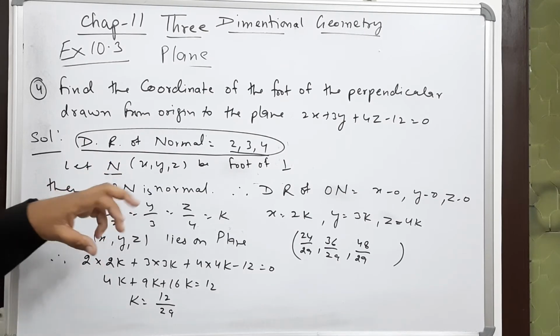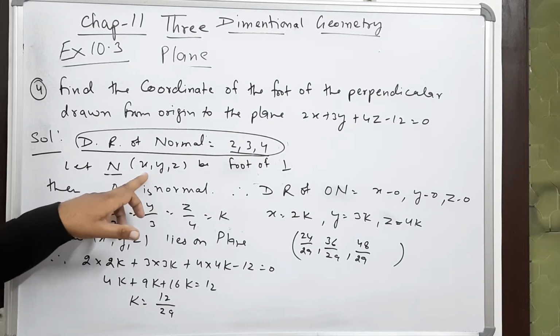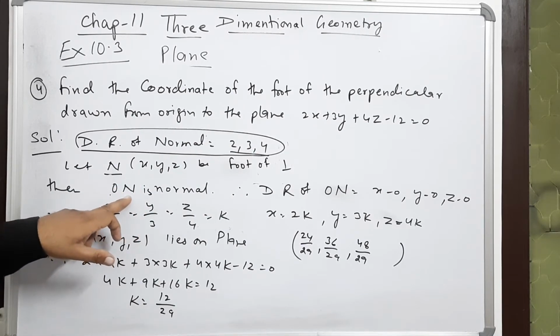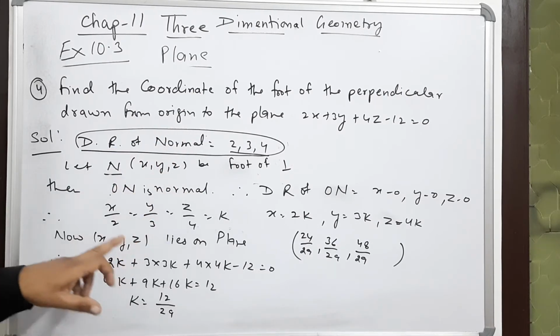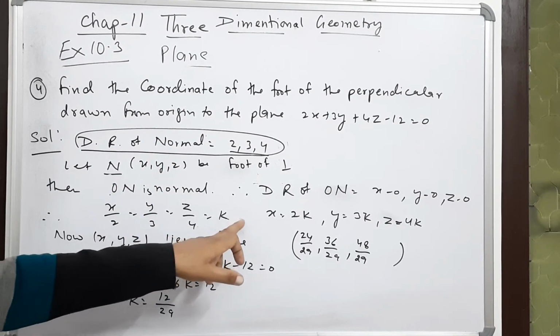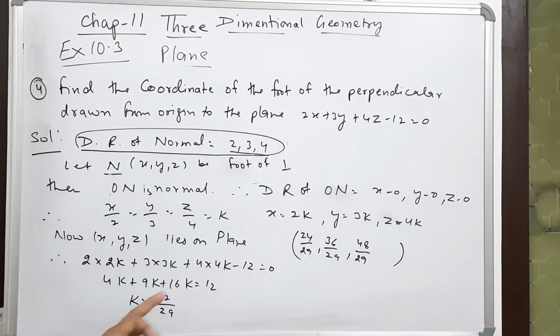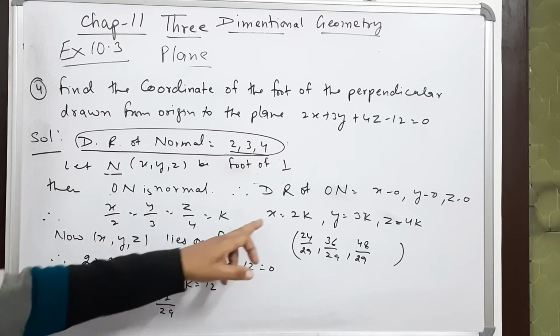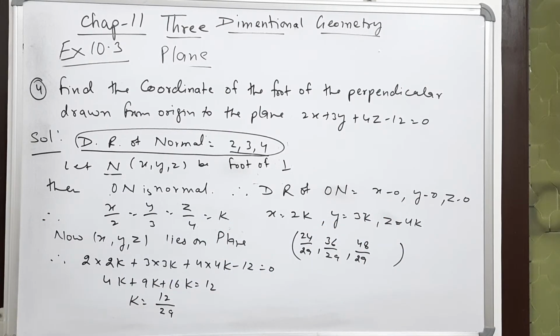Once more, fast revising. The direction ratio of the normal, this is the foot of the perpendicular. ON and the normal, they both will be in the same direction, so they will be proportional. Let it be equal to k. We have taken x, y, z. Put x, y, z in the original equation, you will get the value of k and then find the values of x, y and z. So in this way we can find the coordinates of the foot of the perpendicular if any plane is given.